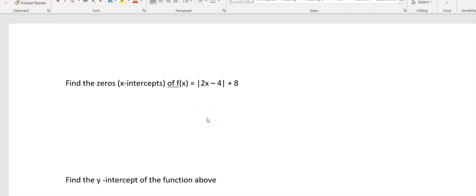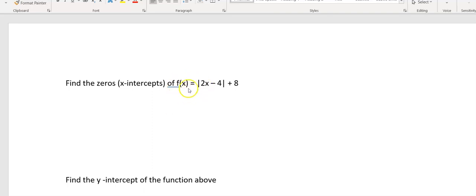So in our last section, we learned how to take an absolute value function and transform it using our transformation properties. But now let's find the zeros. Zeros are another name for x-intercepts of a function. And x-intercepts are where our graph touches or crosses the x-axis. And let's realize that when something touches or crosses the x-axis, its y value is 0.